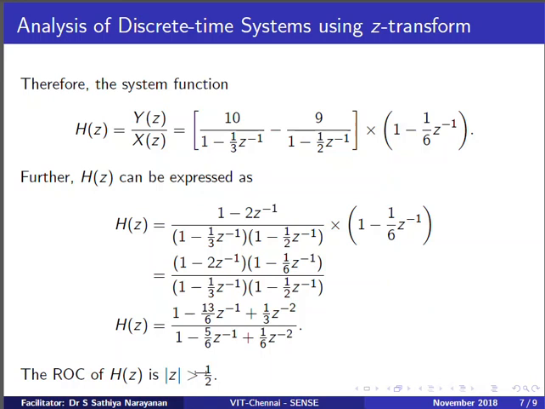The term modulus of z greater than 1 by 2 also covers modulus of z greater than 1 by 3. So the region of convergence can be conveniently expressed as this, greater than 1 by 2.